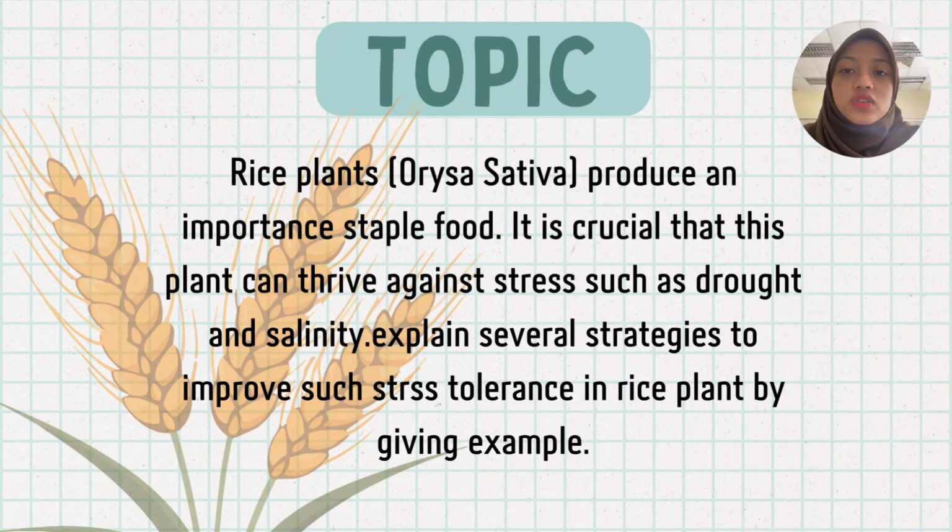So our topic is rice plants, Oryza sativa, which produce an important staple food. It is crucial that this plant can thrive against stress such as drought and salinity. I will explain several strategies to improve such stress tolerance in rice plants by giving examples.